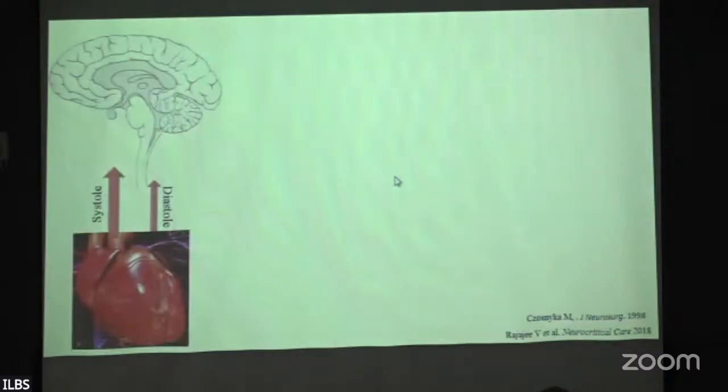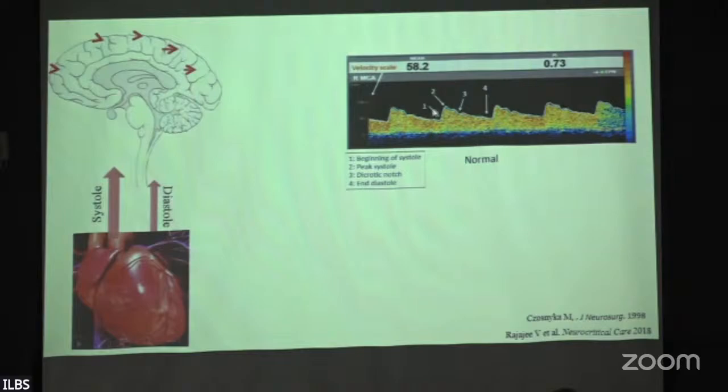So what happens in normal physiological conditions? The heart pumps the blood, which is reflected in the waveform as a systolic wave, and during the diastole it also pumps the blood, which is reflected as the end diastolic velocity. However, in case of raised ICP, there is an increase in the systole because of increased pressures, and during the diastolic phase, there is a decrease in the end diastolic velocities because of elevated ICP.